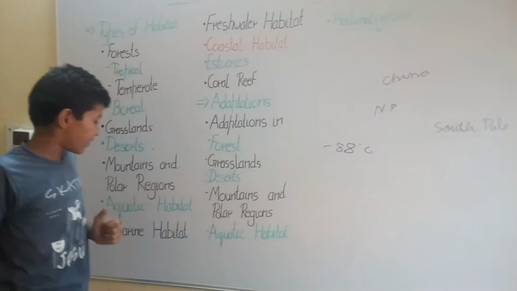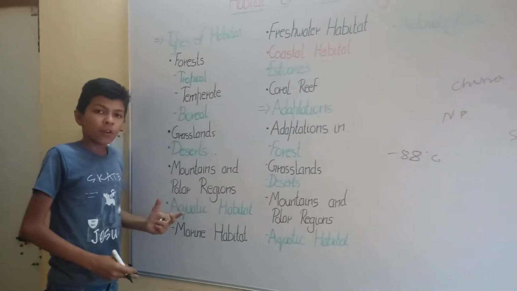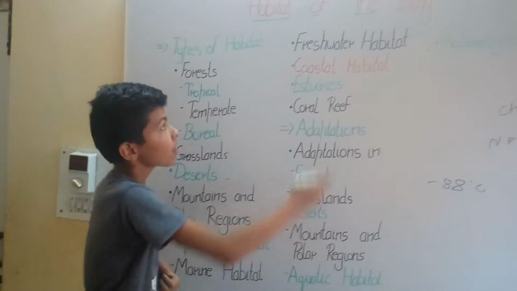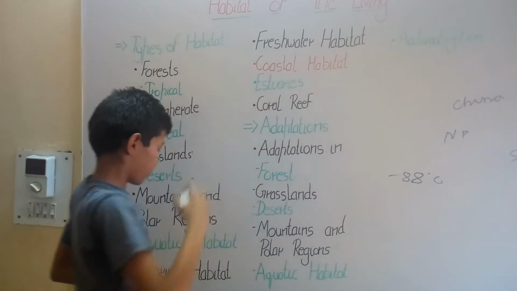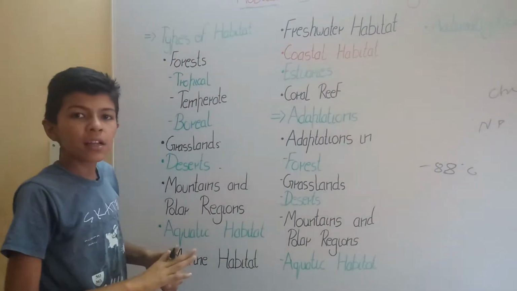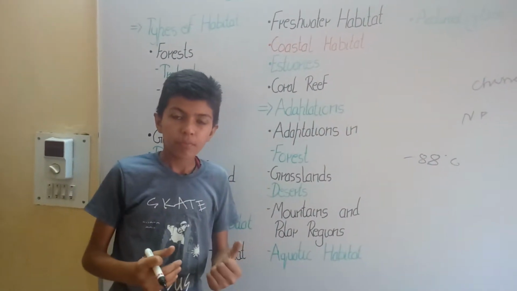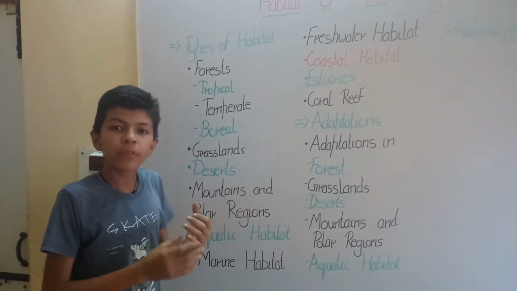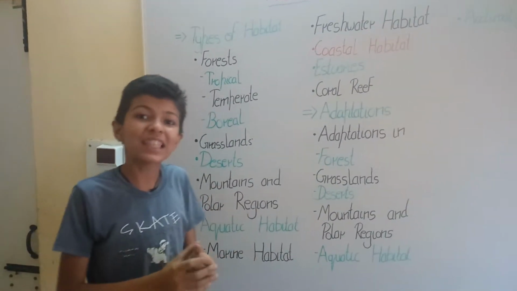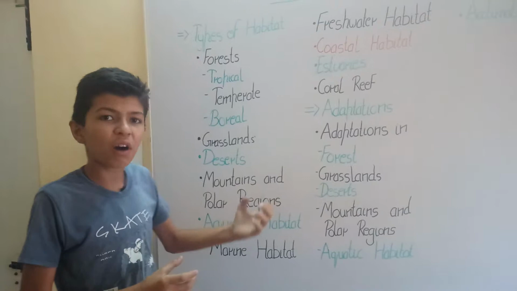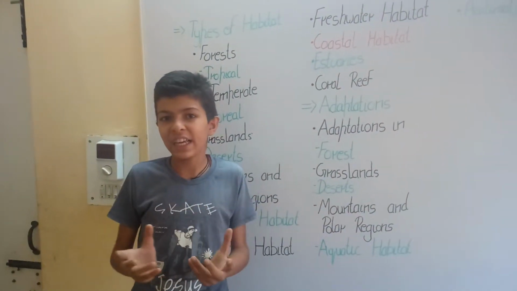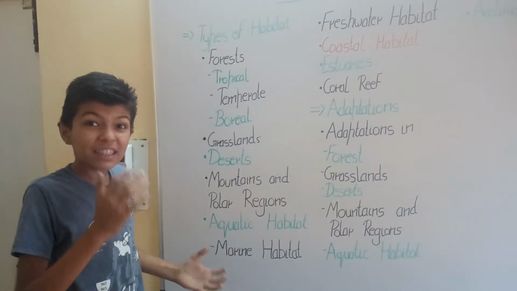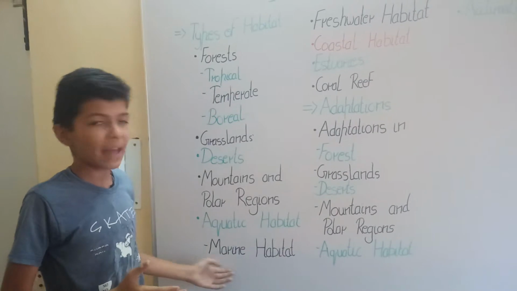Then we have the aquatic habitat. Aquatic habitat consists of three habitats. These include marine habitat, freshwater habitat, and coastal habitat. Now, marine habitat is the aquatic habitat which has salt water. The animals found here include whales, fishes, and octopuses. Most of the creatures which have not yet been discovered live in the marine habitat.